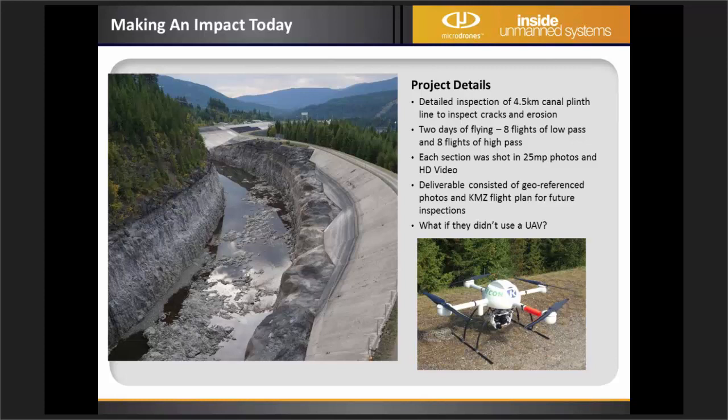Some of these are done in Canada, and I believe one of them is done in the U.S. This one right here is an inspection of a 4.5 kilometer canal in eastern British Columbia. This canal was dewatered for the inspection, and they only pretty much had two ways to do this inspection that they knew of at the time, and that was via manned helicopter or roped access.